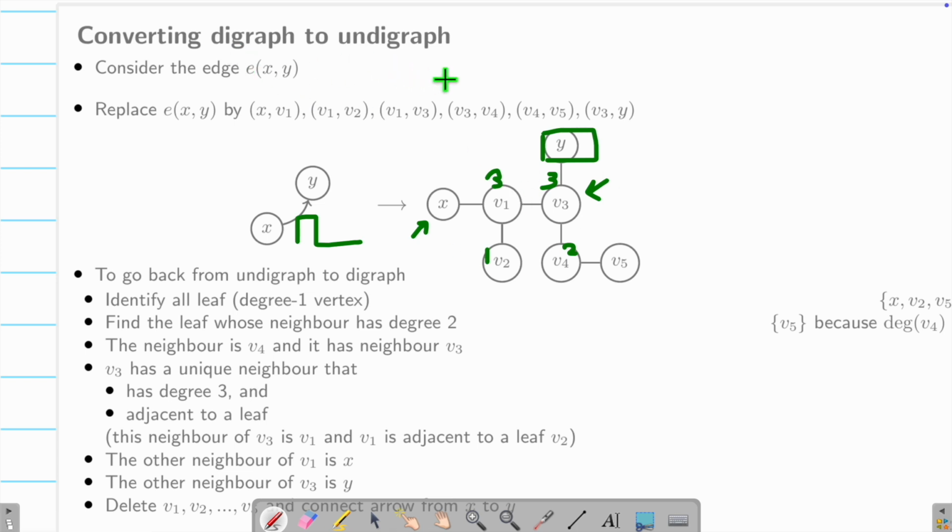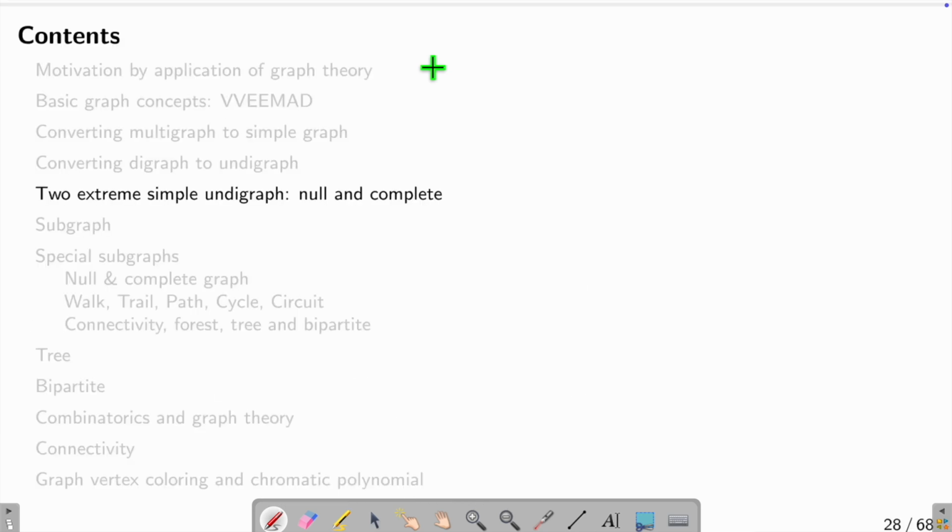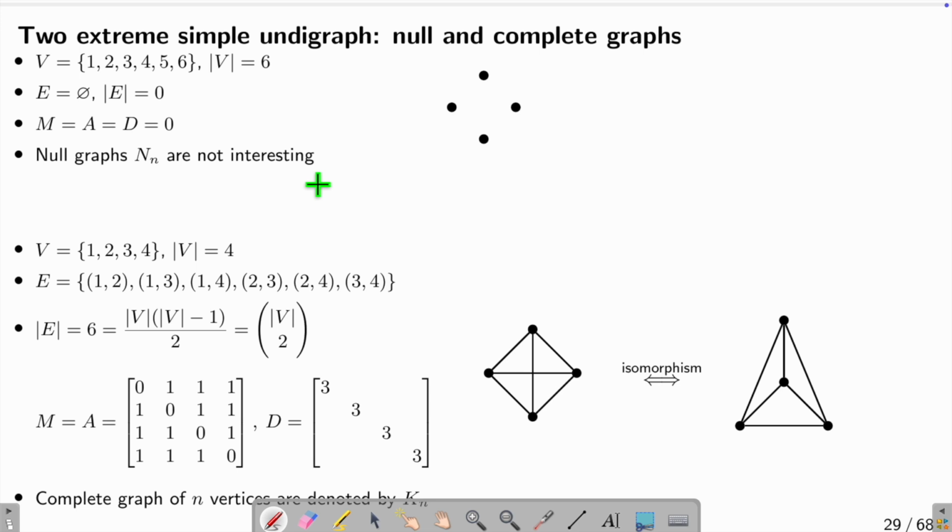Okay, finish. Not in exam. I just let you know this kind of thing exists. That's it. So this two part, no. Okay. Then for simple undigraph, there are 2 extreme cases.